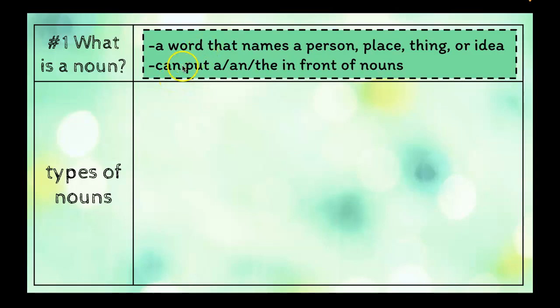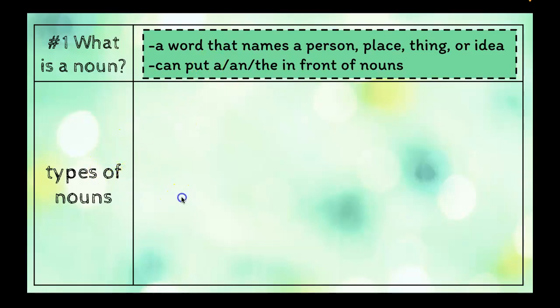A good way to check a noun is you can put a, an, or the in front of most nouns, not proper nouns, but most nouns. So for example, cat. I could say a cat or the cat. If I wasn't sure if wisdom was a noun, I could say the wisdom, and I know that then it's a noun.